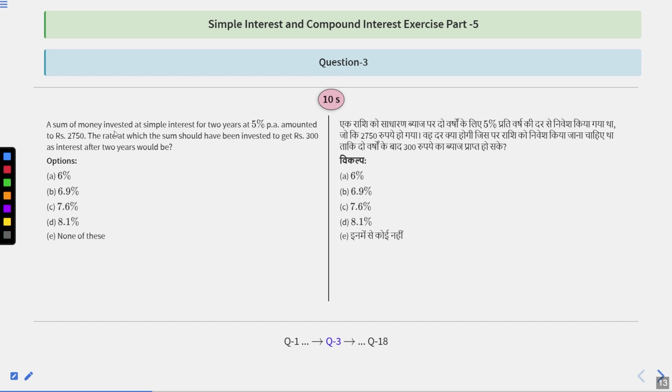A sum of money invested at simple interest for 2 years at 5% per annum amounted to rupees 2,750. The rate at which the sum should have been invested to get rupees 300 as interest after 2 years would be. You have 5 options and 10 seconds to analyze the question. Your time start now. Now time's up. Let's see the solution.